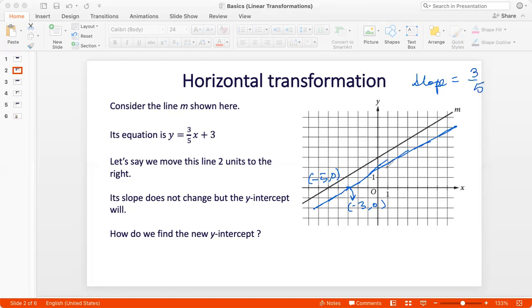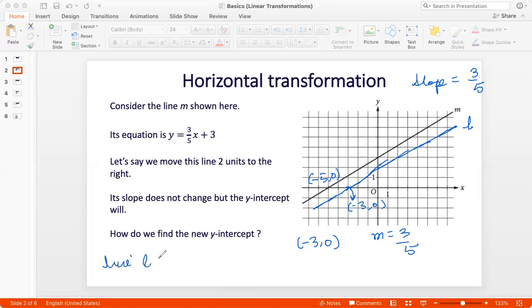But what happens to the y-intercept? How do I find the equation of the new line? I need the slope and the y-intercept. So how do I find the new y-intercept? I can use the fact that the new line, let's say that this is line L, passes through the point (-3, 0) and has a slope of 3 by 5. Here m represents the slope. So I can use the slope-point form to find the equation of line L.